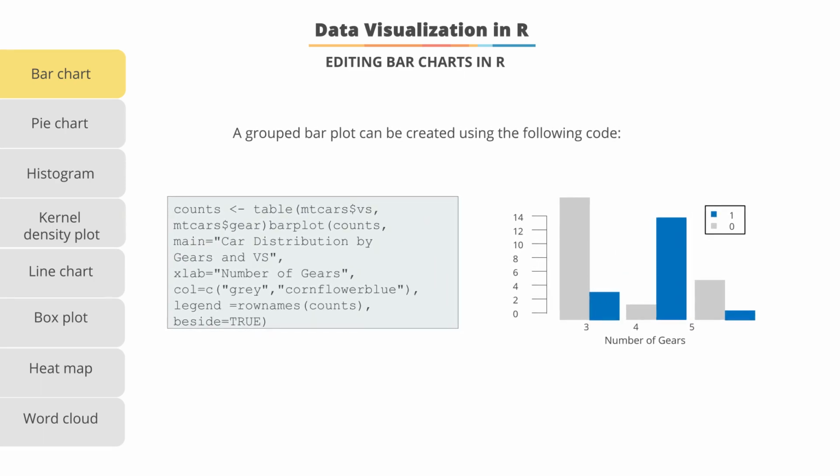So we're doing the exact same thing, except at the bottom, you can see we've added beside equal to TRUE. So instead of stacking them, now we can have them right next to each other.